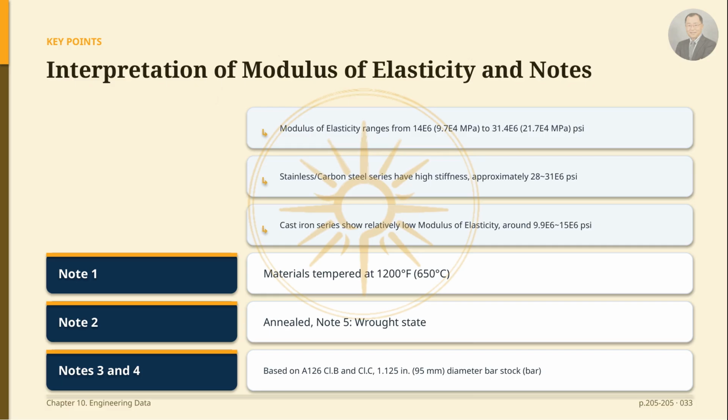Number 1 refers to materials tempered at 1,200 degrees Fahrenheit, 650 degrees Celsius. Number 2 refers to annealing, and number 5 refers to rot condition. Additionally, numbers 3 and 4 specify that the tests were conducted using A126 Class B and Class C materials with a 1.125 inches, 95 millimeters, diameter bar, respectively.